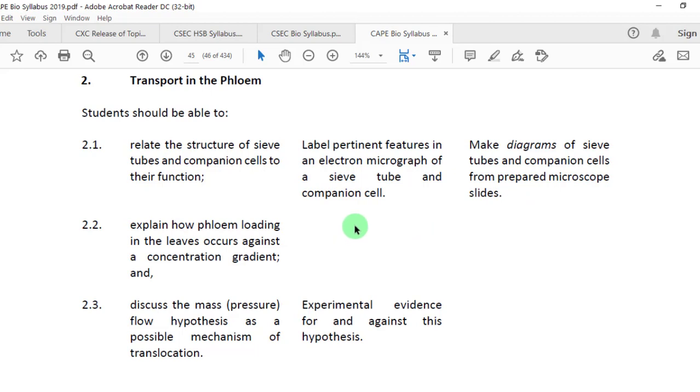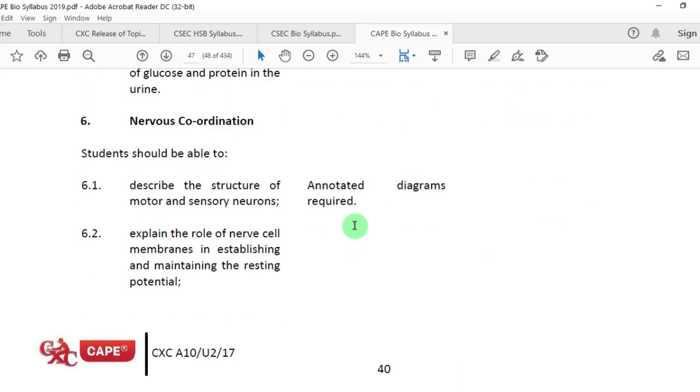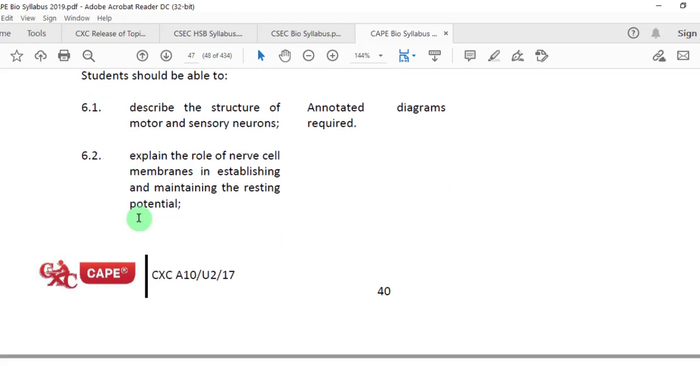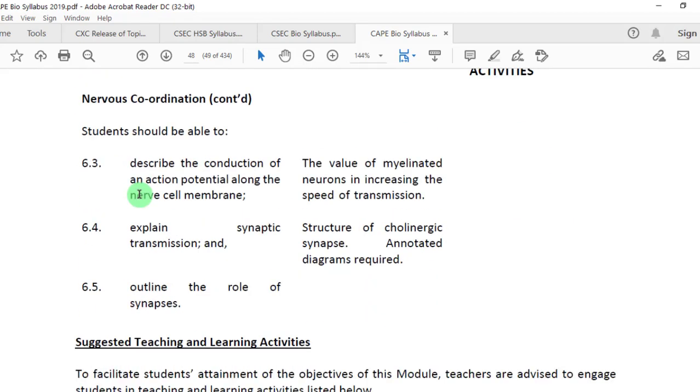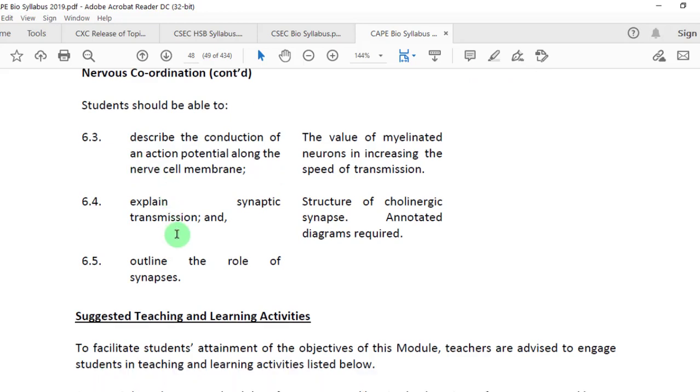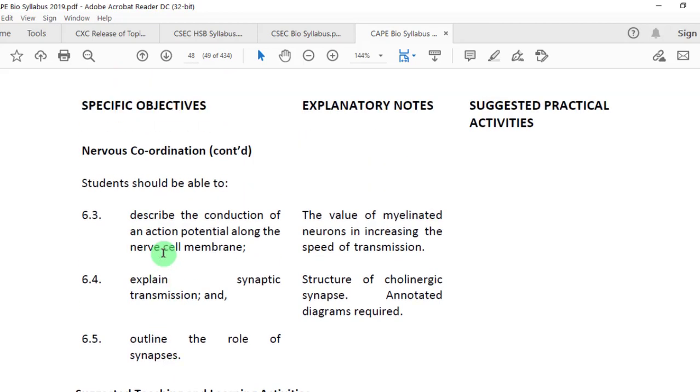So that's transport in the phloem, and the other one is nervous coordination. So let's jump to that one. Right, nervous coordination, subsection 6. You're looking at 6.1, your types of neurons, role of nerve cell membranes, conduction, synaptic transmission, synapses. So again, another short subsection, I should say. So you know what that means. The level of detail you need to understand, you need to study, is high.